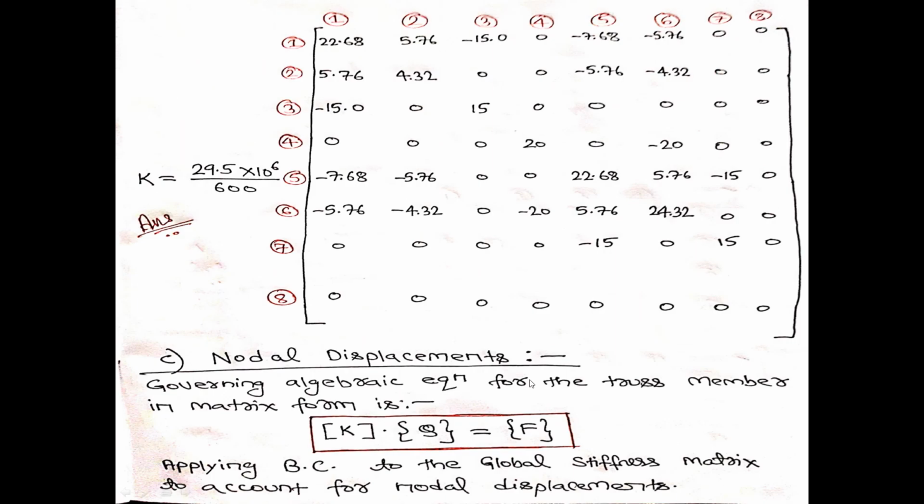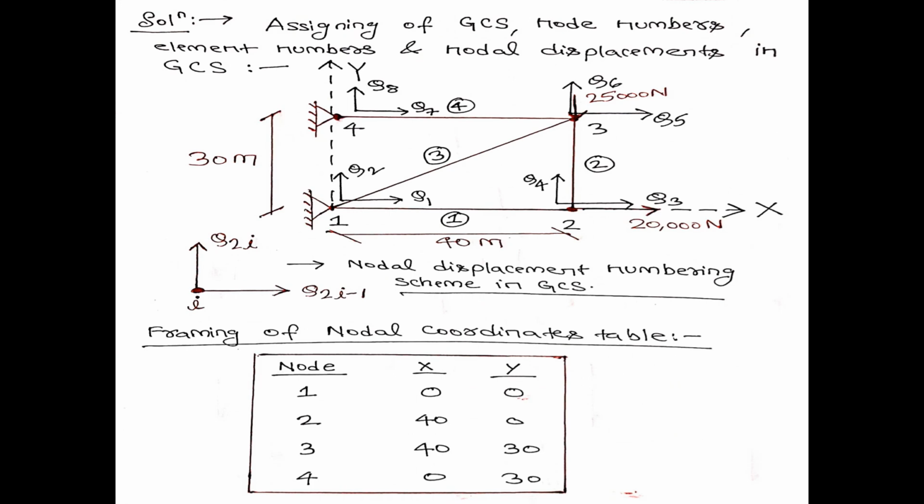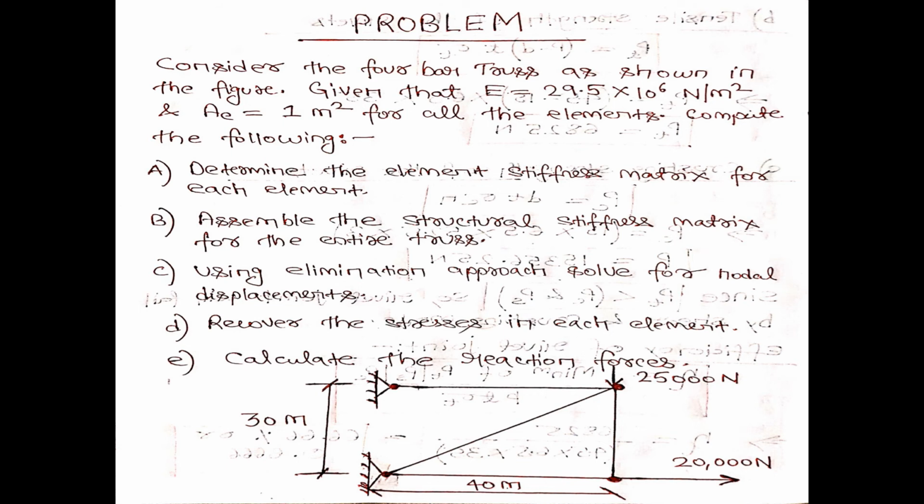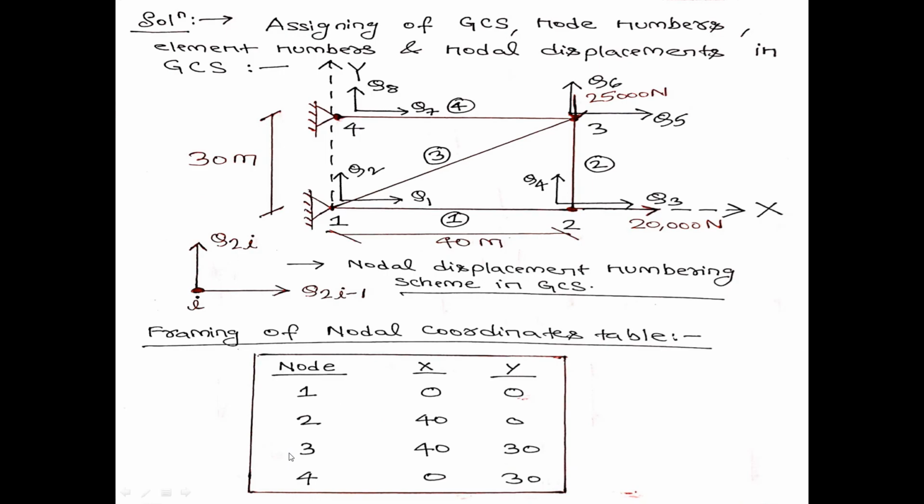Okay, fine. So what is the third part of the problem? The third part of the problem is using the elimination approach. You need to solve for nodal displacement. That means I want to find out what? I want to find out nodal displacements.